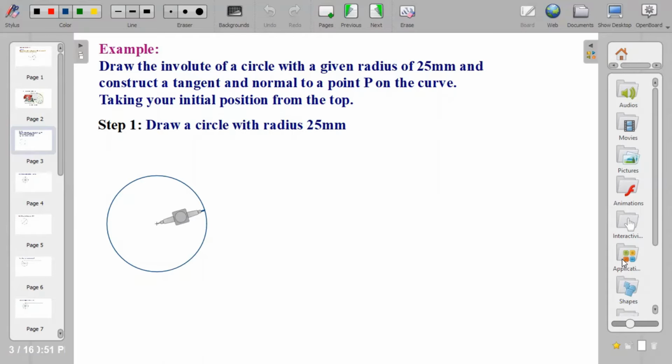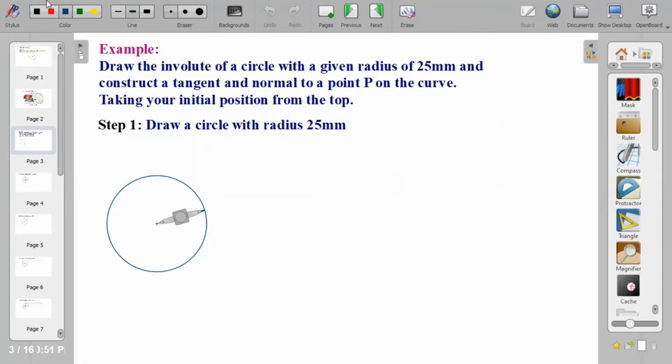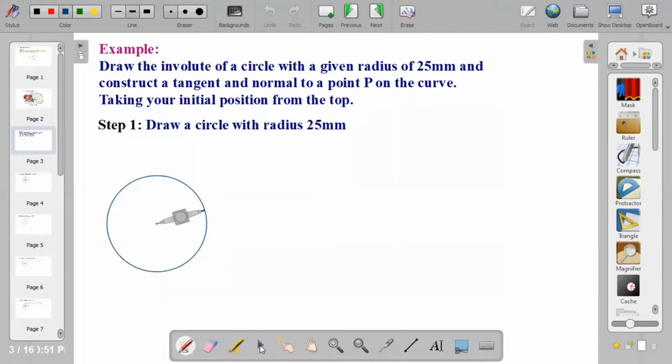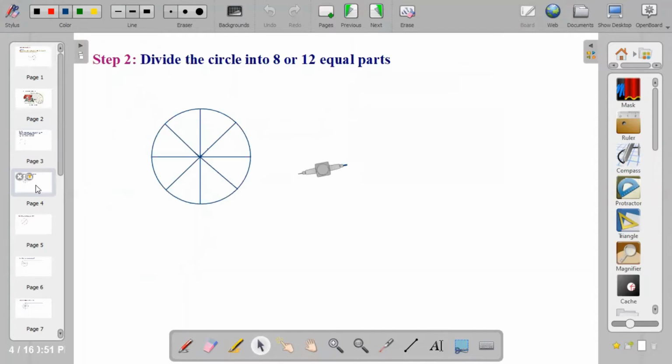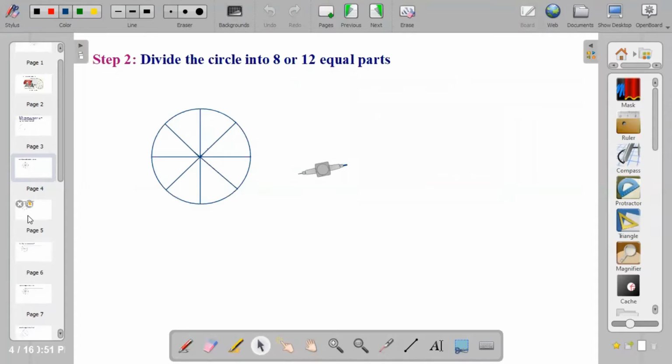The first thing to do is to draw your circle. Bring out your compass and measure the radius. The radius is 25 mm, that is 2.5 centimeters. So measure your radius and draw the circle. The next thing is to divide the circle into 8 or 12 equal parts. You can check my videos to see how to divide a circle into 8 or 12 equal parts. So move on to the next step.